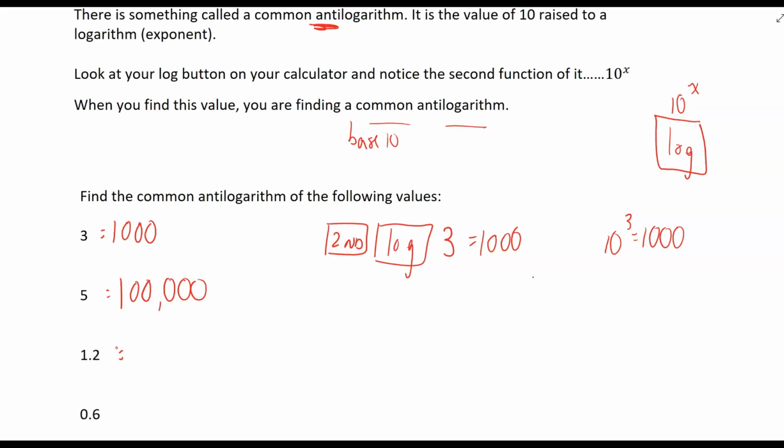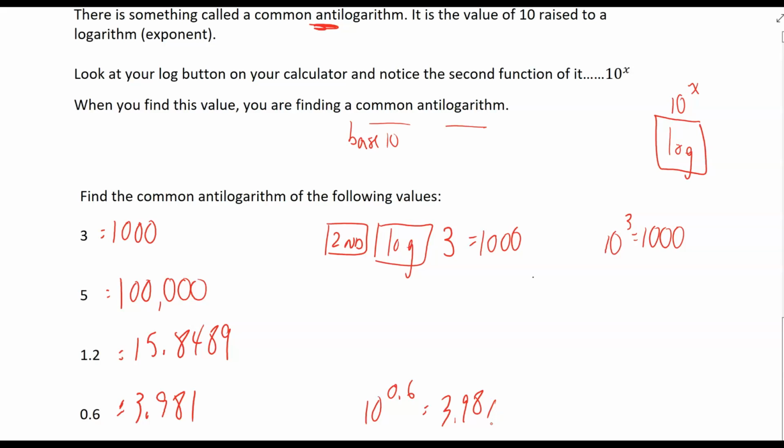How about the common anti-logarithm of 1.2? And you should see 15.8489. And it does go further. I will stop it there. And the common anti-logarithm of 0.6. 3.981. We'll stop it there. Okay, this means we have taken 10 and raised it to the power of 0.6.